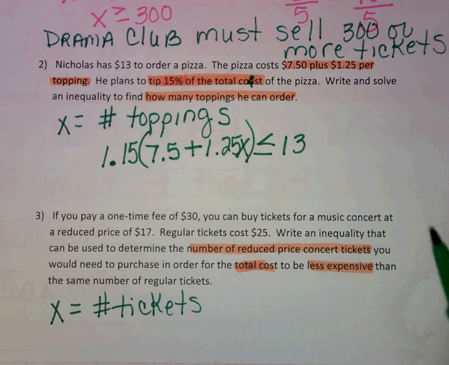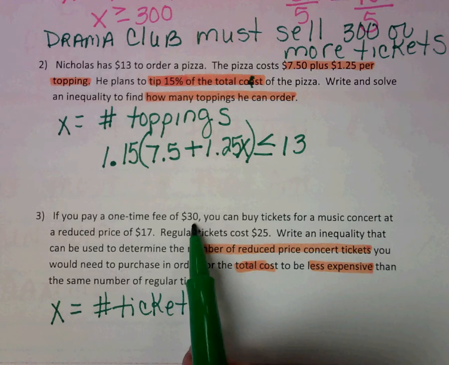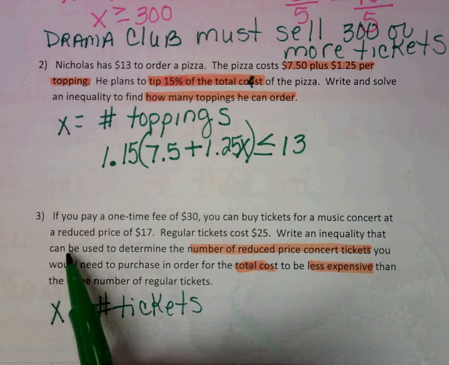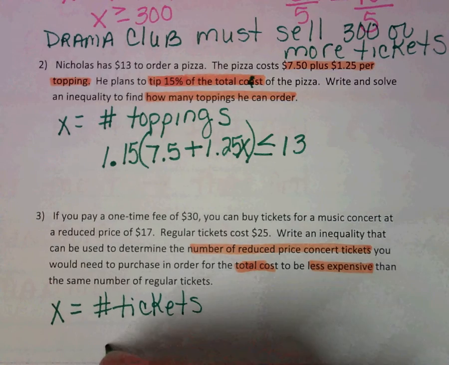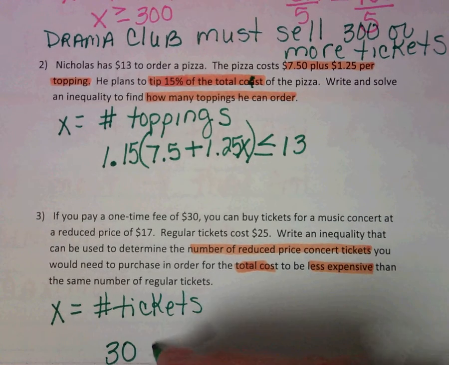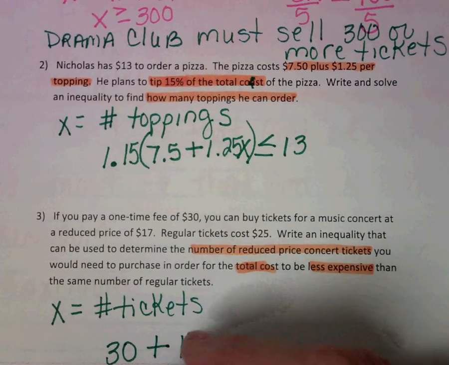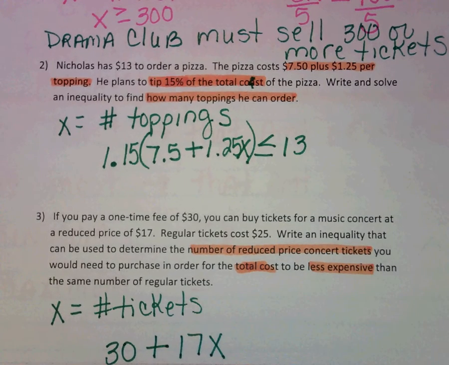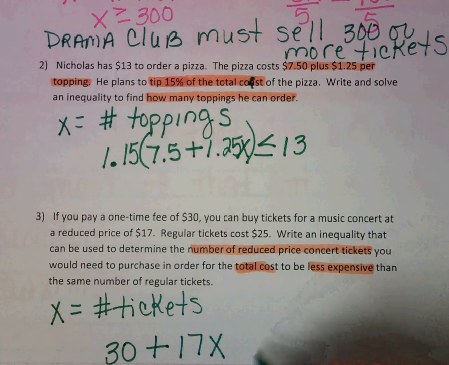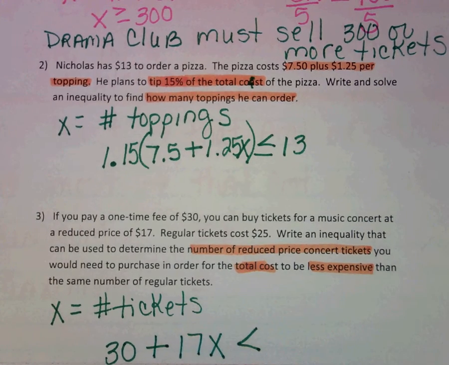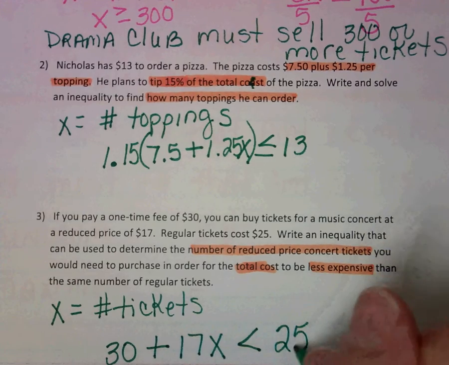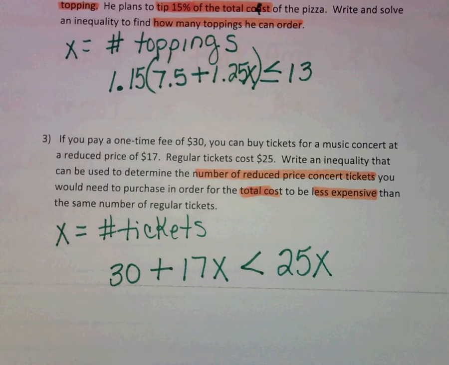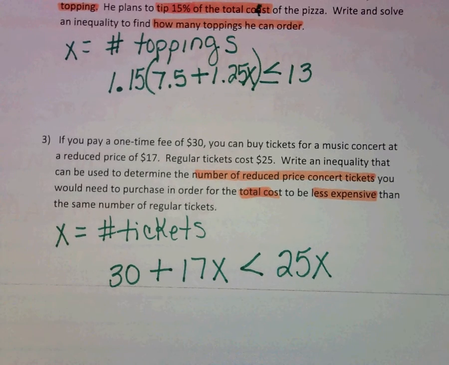It says that if you pay a one-time fee of $30, you can buy tickets for a music concert at a reduced price of $17. So reduced price tickets are going to be $30 plus 17 times X. And we want to know when that's going to be less expensive than buying regular tickets. And regular tickets are 25 times X. Okay, it would be a basic two-step inequality. So I'd like you to go through and solve that now, and write your solution in a sentence.